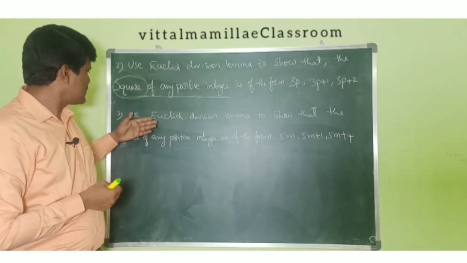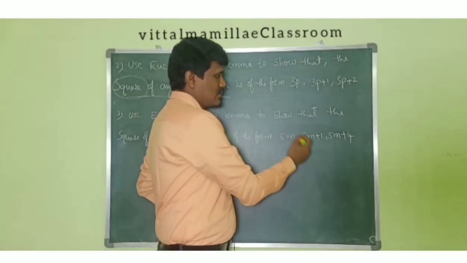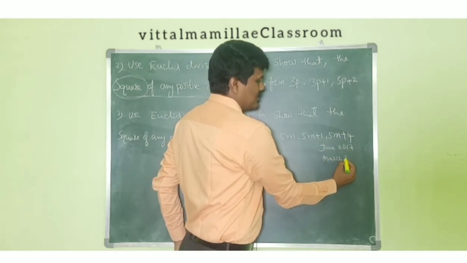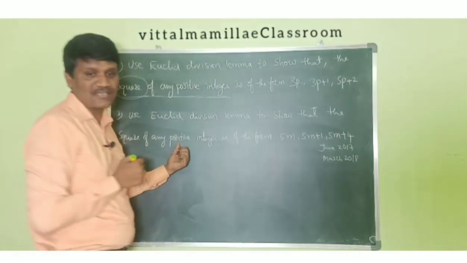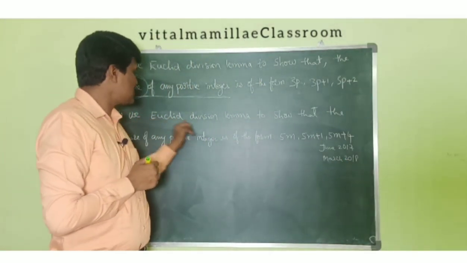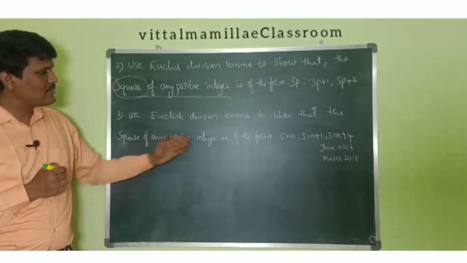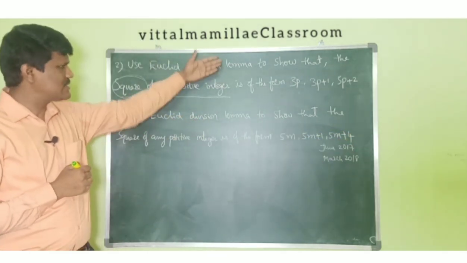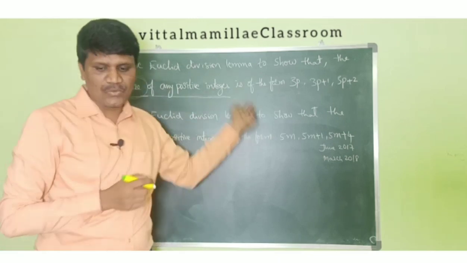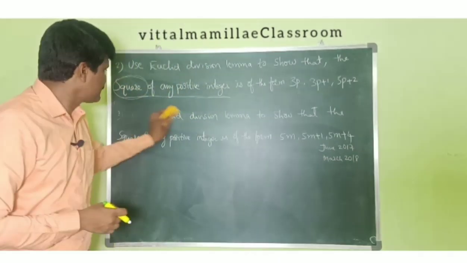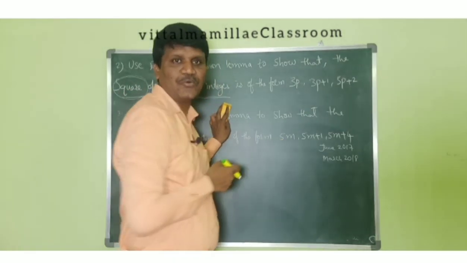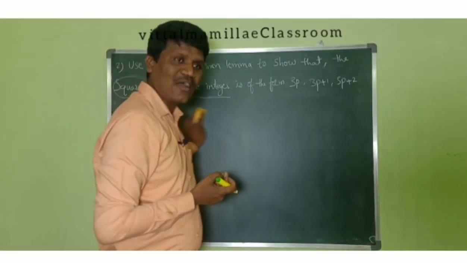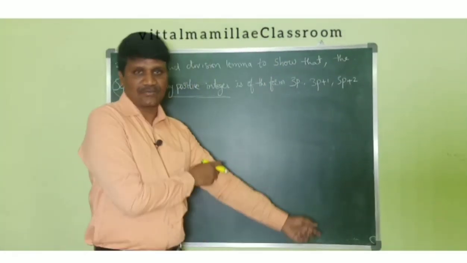Let us see. If you observe, this is the question which was asked in the previous exams, even in June 2017 and even March 2018 also, two times the same question was asked. What is the question? Use Euclid division lemma to show that the square of any positive integer is of the form 5m, 5m plus 1, 5m plus 4. Let us see one problem. So first problem, let us see how to do the problem. This you can do as a homework, and if you have any doubts you can post me in the comment column. Definitely I will reply to those comments.